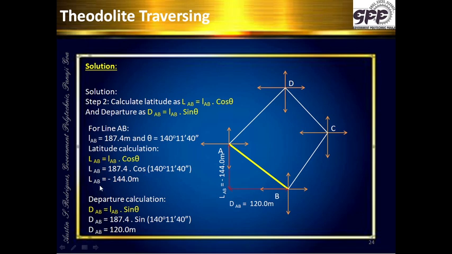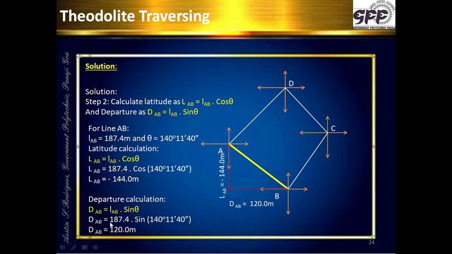Substituting over here, we get length AB as minus 144.0 meters. Why minus? Because it is in the south direction. Latitude in the south direction is negative. Coming to the departure calculation, departure AB is equal to length AB into sine theta.